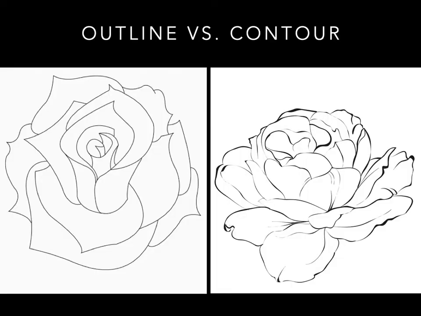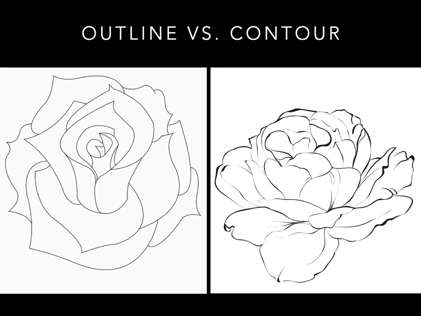Here we have an example. We have two different roses here. The rose on the left, each petal is outlined. Notice how each petal is still just a shape. We don't have an idea of how it exists in space. It still is quite flat. And so we would describe this as an outline.